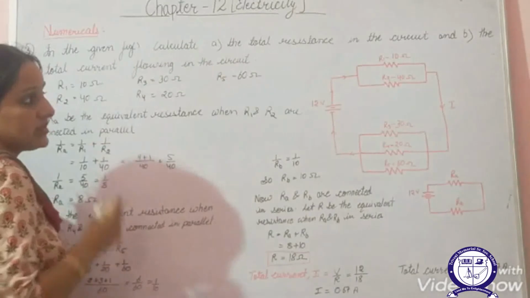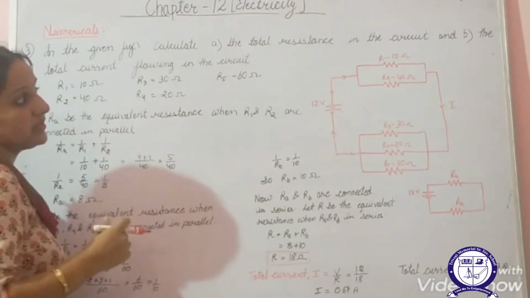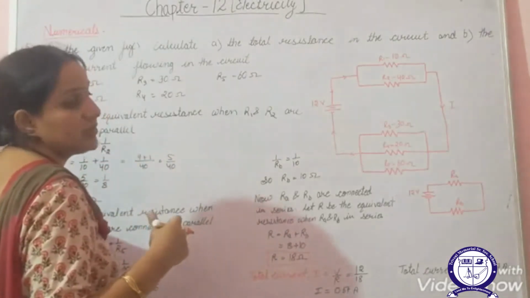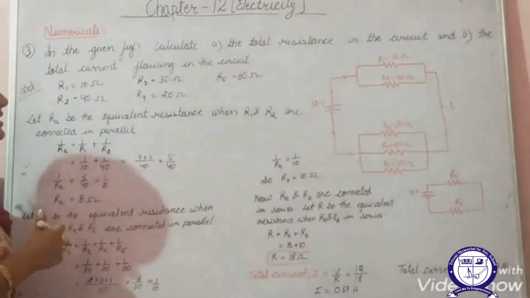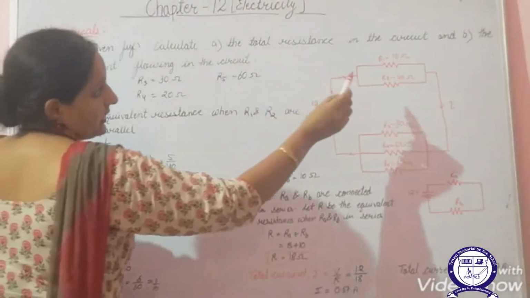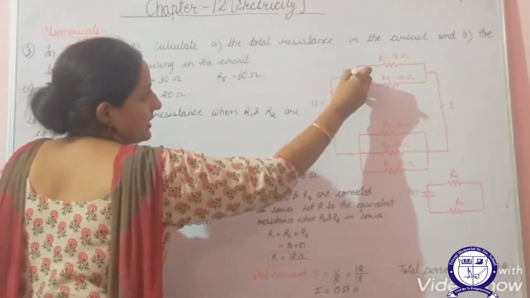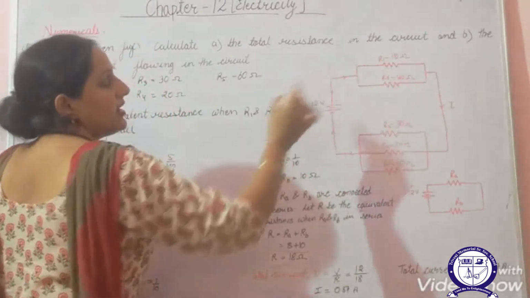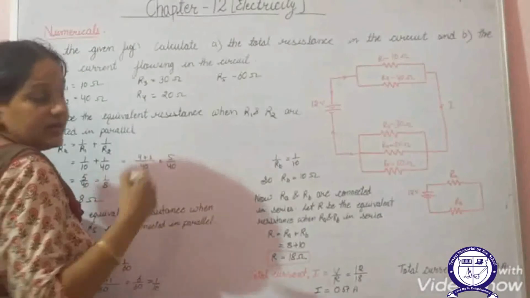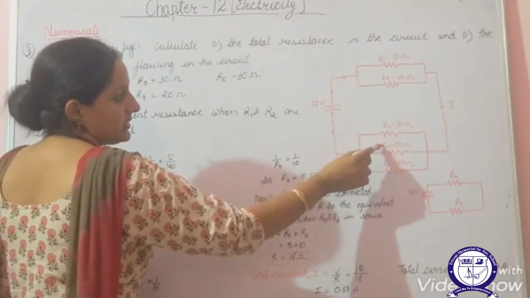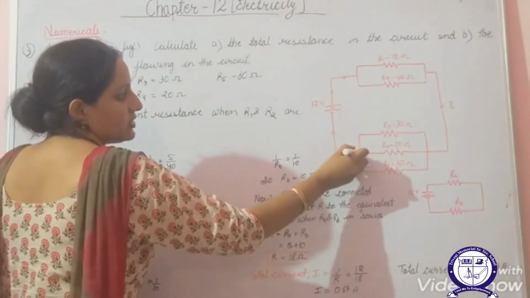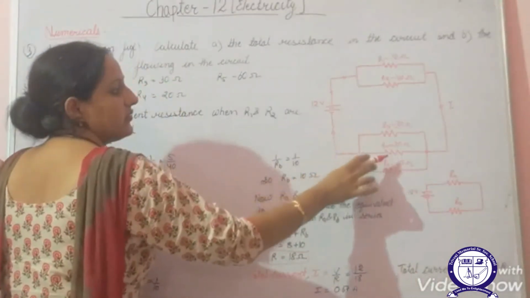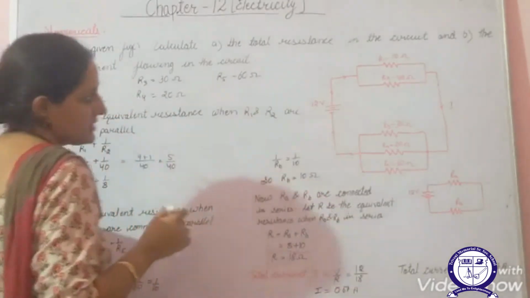For calculating the total resistance, first of all, it must be clear to us whether they are in series or in parallel. Then only we'll be able to apply the formula to calculate total resistance here. Now if we see that R1 and R2 are connected between these 2 points, so we can say that R1 and R2 are connected in parallel. In a similar way, R3, R4 and R5 are also connected between these 2 common points. So we can say that R3, R4 and R5 are again in parallel.